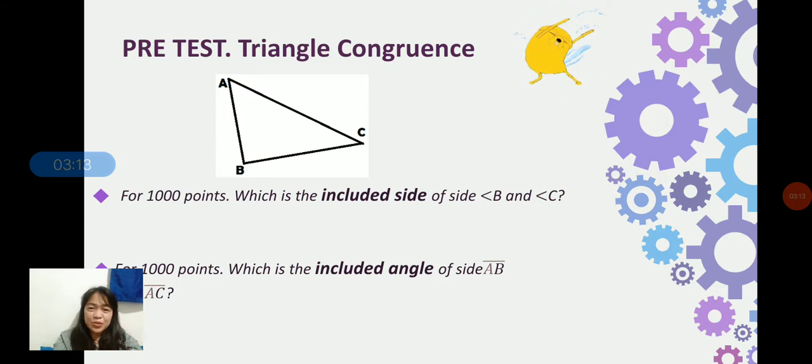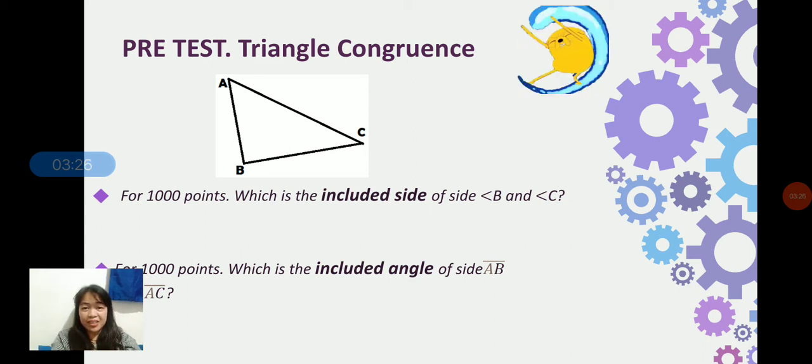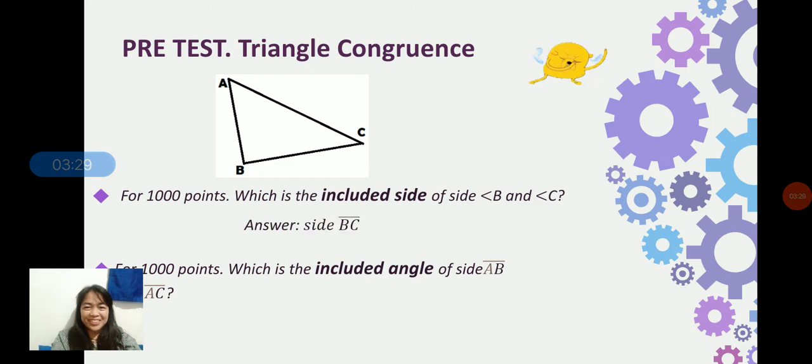Okay, so let us proceed with our topic. Before we have our topic, I would like to have a short 5-question pretest. For the first question, which is the included side of angle B and angle C? Now, I would like you to look at triangle ABC. The answer is side BC. Why? This will be angle B and this is your angle C. The included side between these two angles would be side BC.